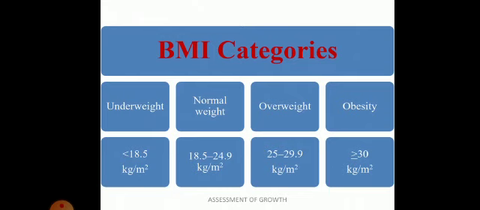Clear? I repeat, underweight means less than 18.5, normal weight 18.5 to 24.9, so that is less than 25. Overweight means 25 to 29.9 and obesity equal or more than 30.